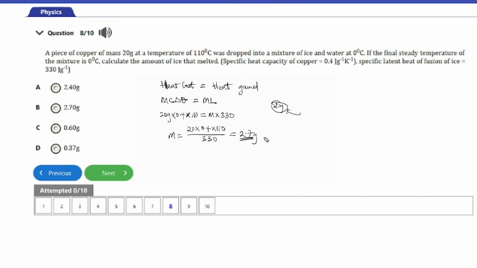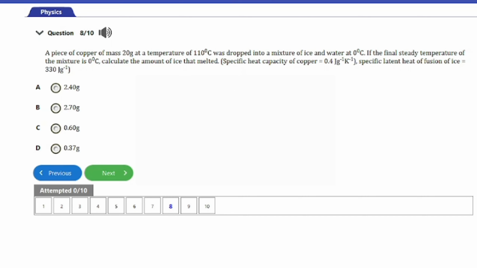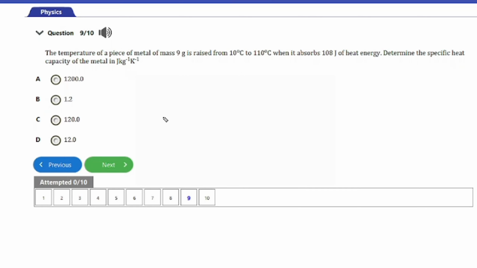And that's option B here, guys. So that's it for this question. Let's go ahead and consider the next question. So that's question number 9 here.